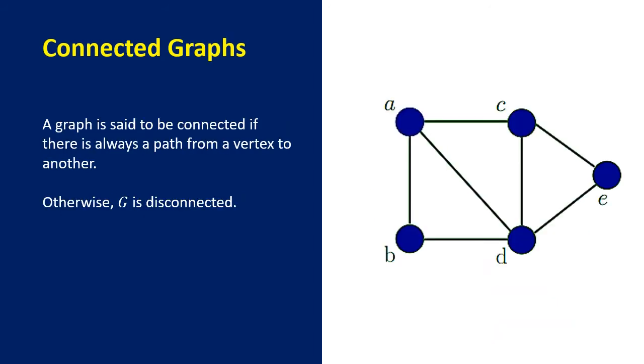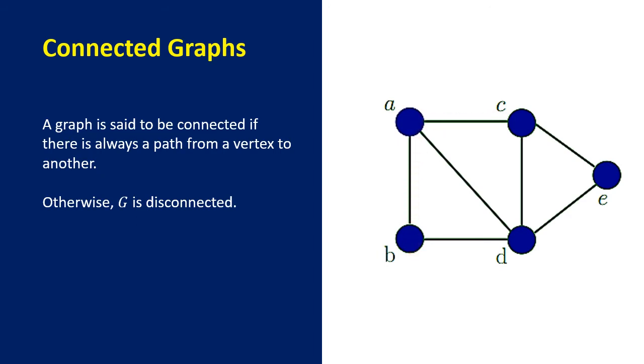Connected graphs. A graph is said to be connected if there is always a path from a vertex to another. So this graph here is actually connected because if you just get any two vertices, you can always get a path from one vertex to another. For example, D and E, they're connected by a path. C and B, I can go through B, A, C.